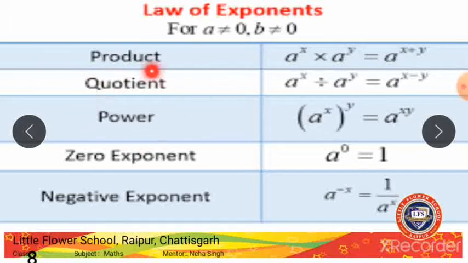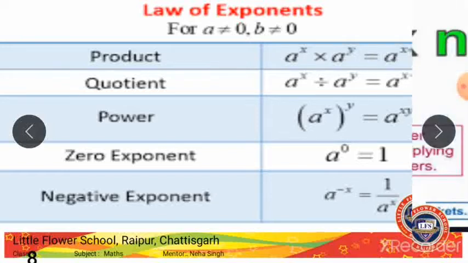Now if a power x is having a power, the powers will be multiplied. Zero exponent or zero power, the value will be 1. Any number with power 0, the value is 1. Negative exponent, reciprocal. If the power is negative, it will be 1 upon the number with the power. Suppose a power minus x, it will be 1 upon a power x. Okay, we will understand it much more easily when we are solving the questions.